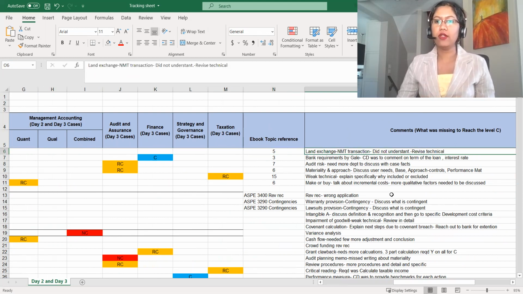And then there are short notes like what happened in the case. Okay, so there was a land exchange. It was a non-monetary transaction. I did not understand that, so I have to revise technical. So these are small notes that I have made.